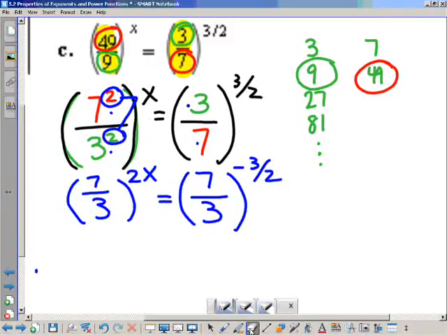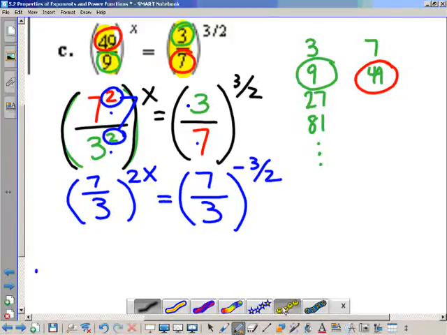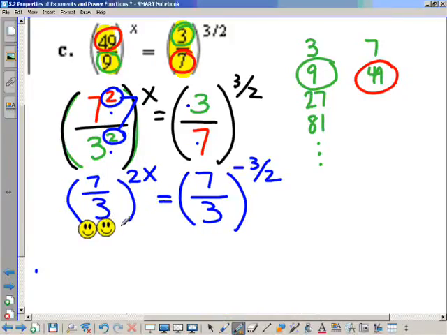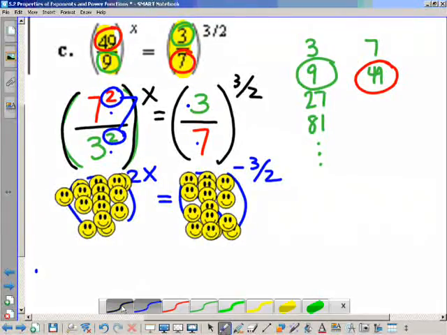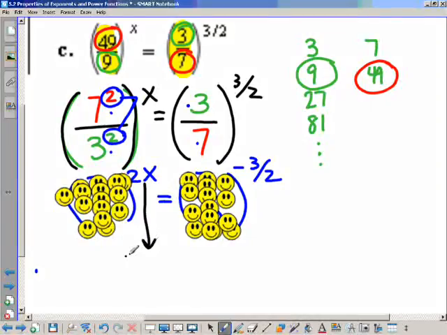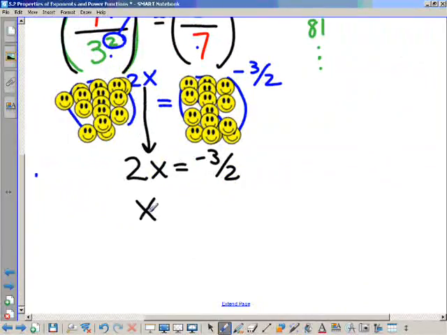Now, as you can see, we have the same base, 7/3 and 7/3, to a power. So what you can do is ignore that common base, and bring the exponents down. 2x must equal negative 3/2. The last step is to simply divide both sides by 2, and you get x equals negative 3/4.